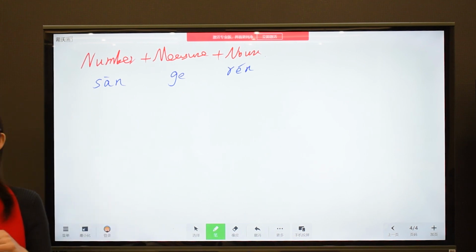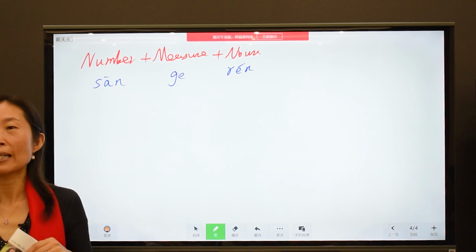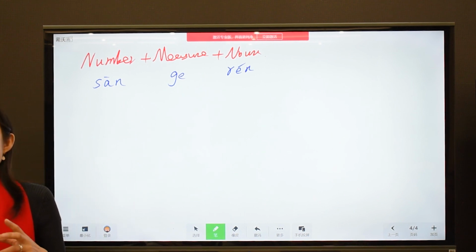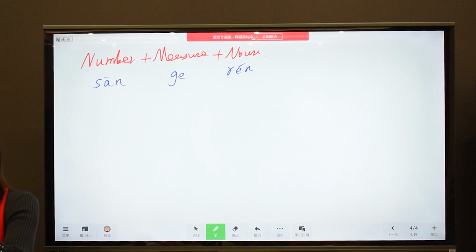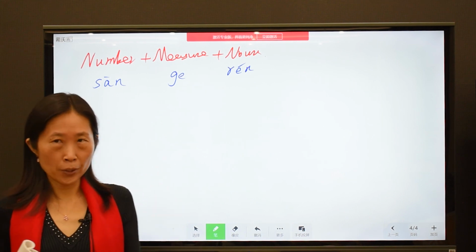Nanshan is a mountain name. South Mountain is called Nanshan? No, it's a south mountain. Yes. Okay. So 口 is mouth, like 蛇口, snake mouth. So 口 is also a measure word for people.